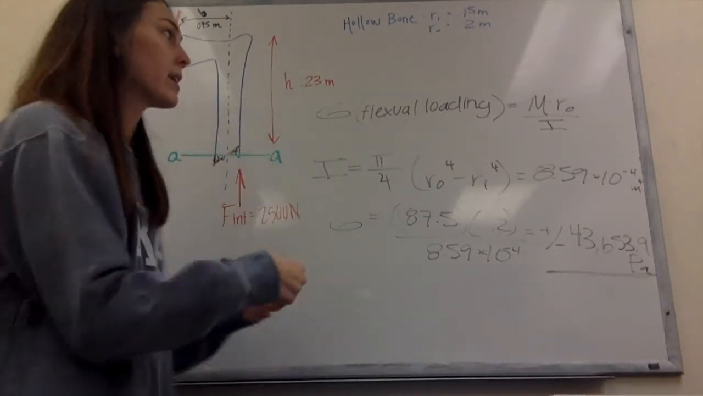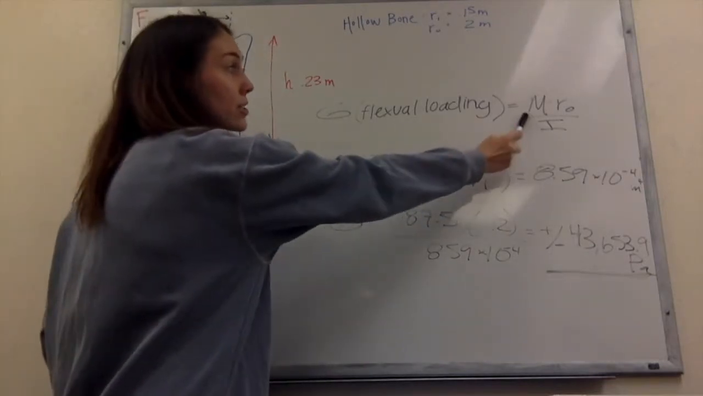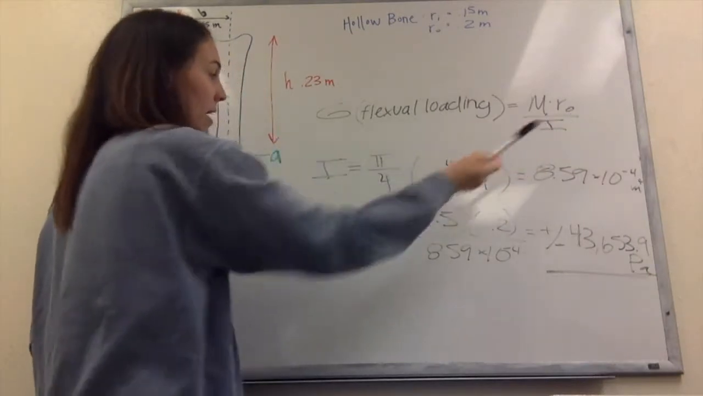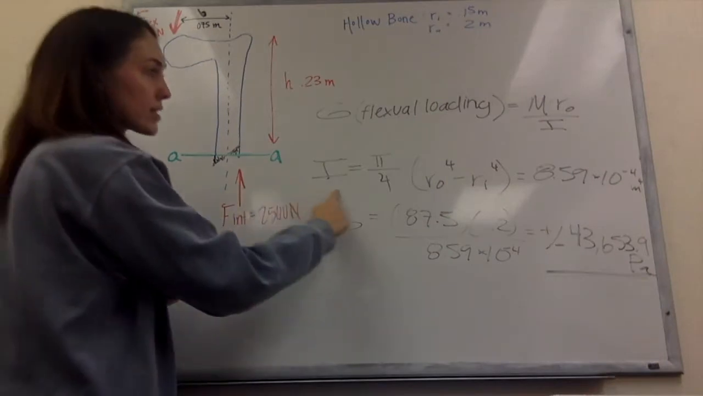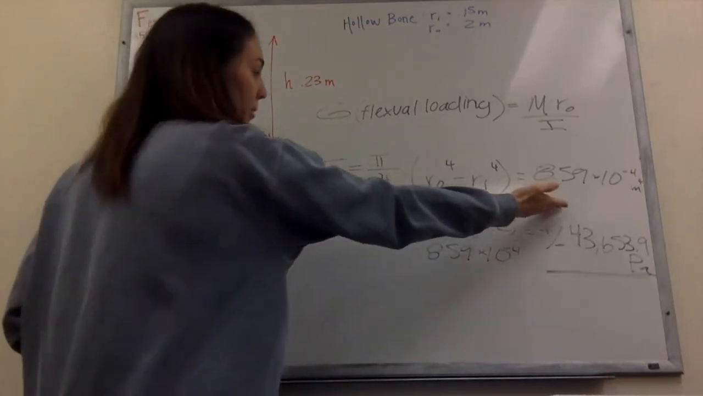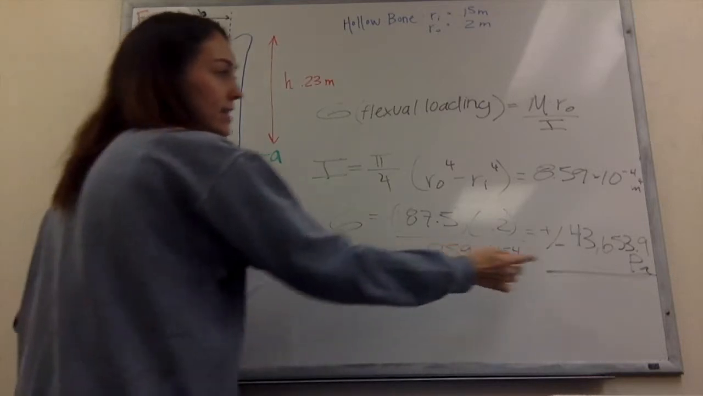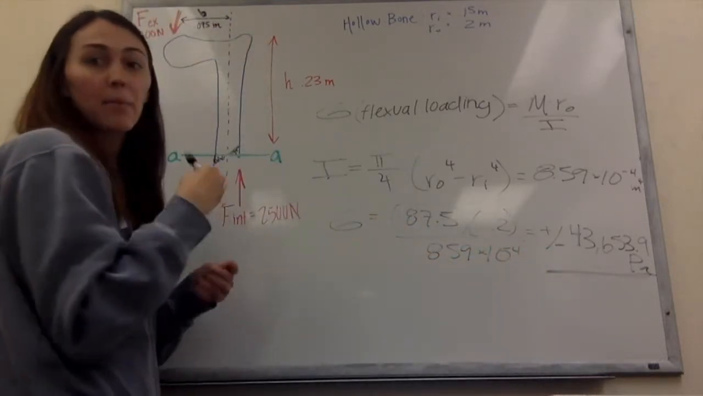Okay, so now we're going to solve for our axial stress due to flexural loading, which is due to bending. There's going to be a different equation to do that. It's our internal moment at AA times the outer radius divided by I, which is the area moment of inertia. To solve for that, we used this equation and came up with our I here, and then our axial stress due to bending is going to be 43,653, and it's going to be a plus or minus.